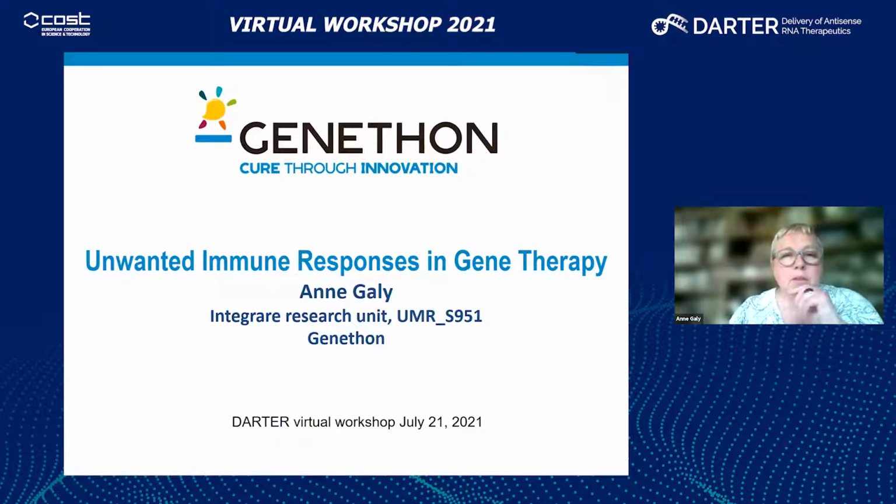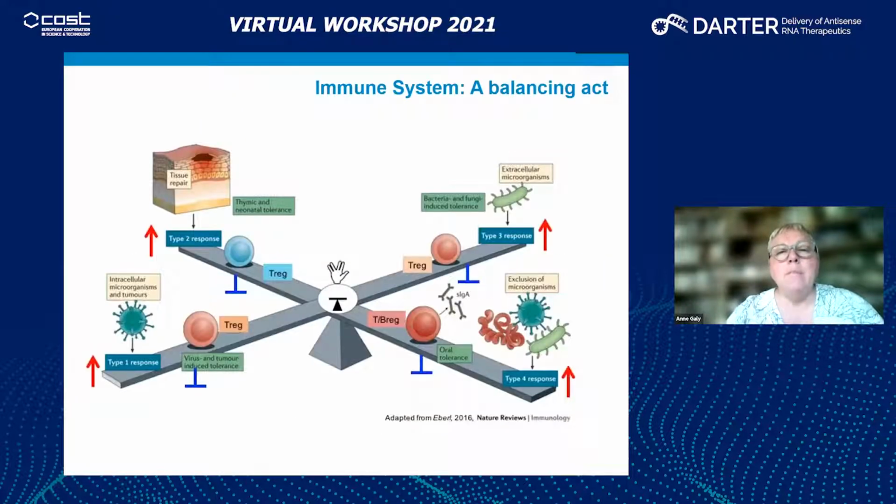Indeed, I would like to address the question of unwanted immune responses in gene therapy, and I will focus particularly on gene therapy of genetic disorders, because in this context, you really don't want to have any recognition of your vectors, whether they are viral or non-viral. I'd like to remind a few concepts before going into certain examples and solutions, how we can overcome this problem.